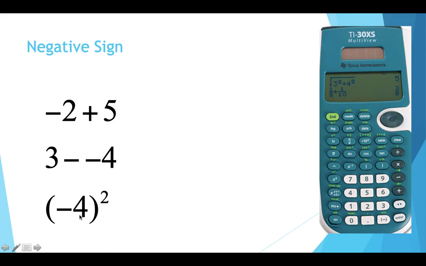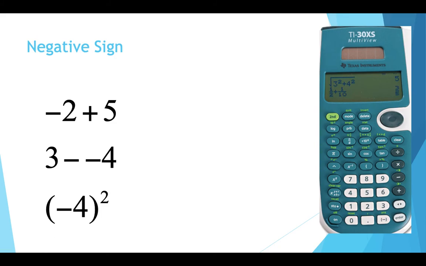And finally, the tricky one here: -4 squared. To do that, you actually need to put it in parentheses, because if you just said -4 and then hit that x squared and hit enter, you would get -16, and we all know that is not the correct answer.